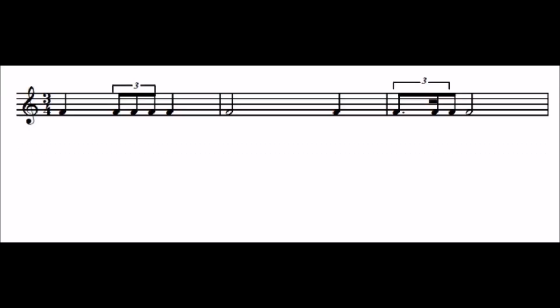Now let's test what you have understood. How would you convert the following rhythm in simple time into one in compound time so that it sounds the same? And remember, you will need a new time signature.